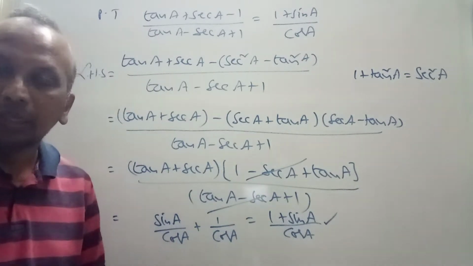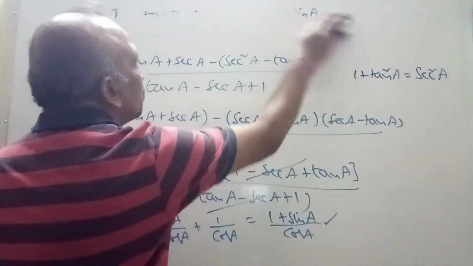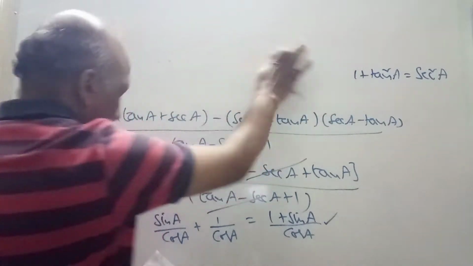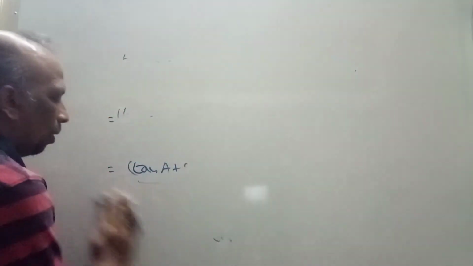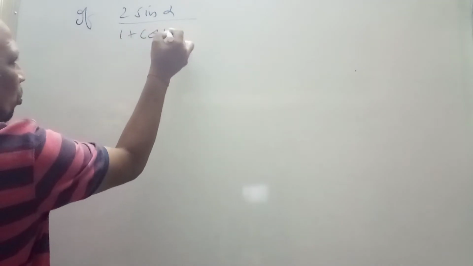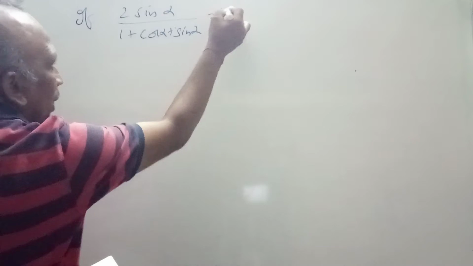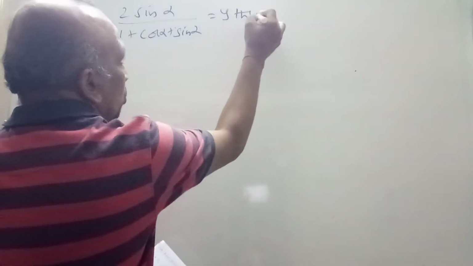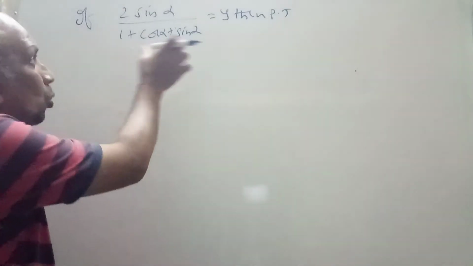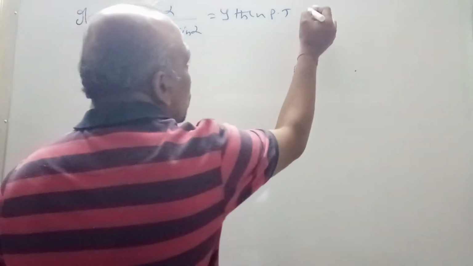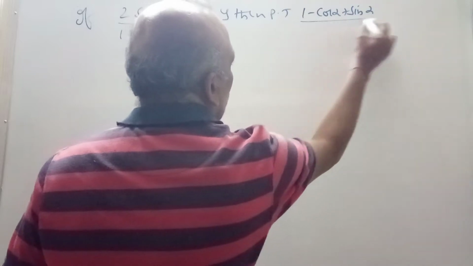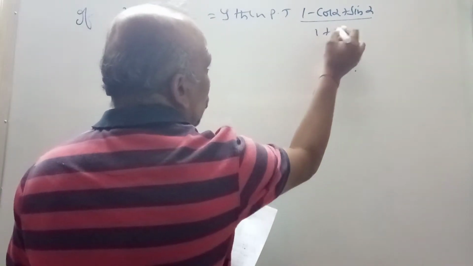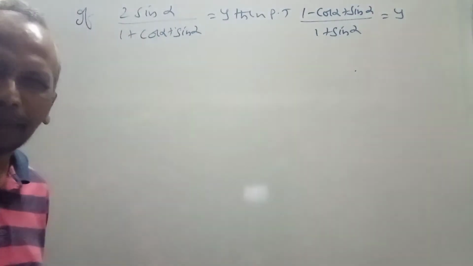Next problem we are going to explain. The next one: if 2 sin alpha by 1 plus cos alpha plus sin alpha is equal to y, that is the given problem. The second problem: if 2 sin alpha by 1 plus cos alpha plus sin alpha equals y, then prove that 1 minus cos alpha plus sin alpha by 1 plus sin alpha is also equal to y.